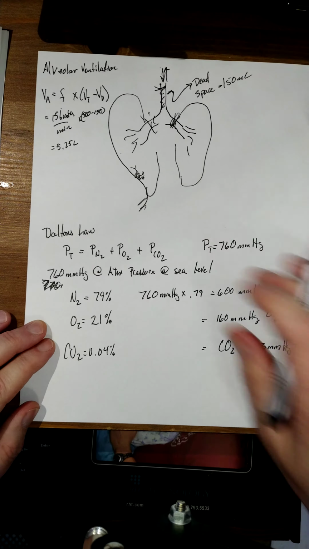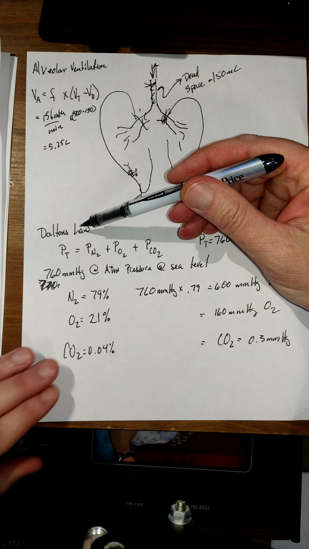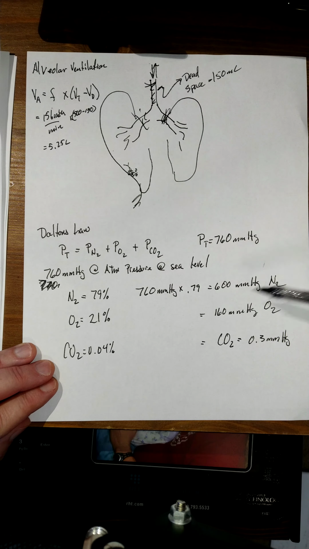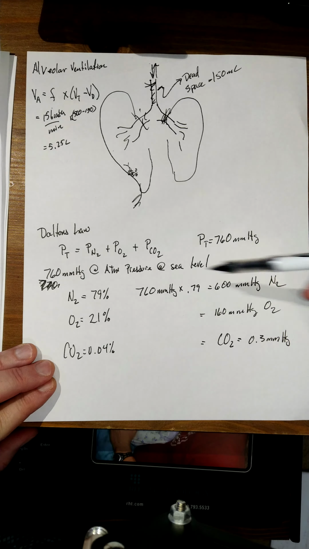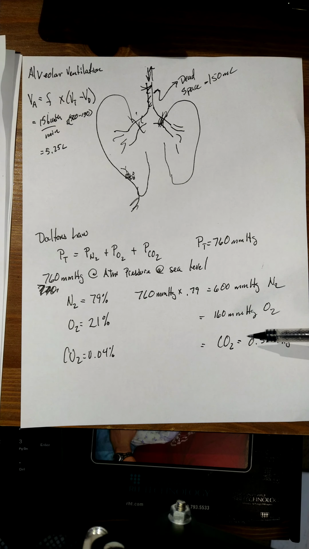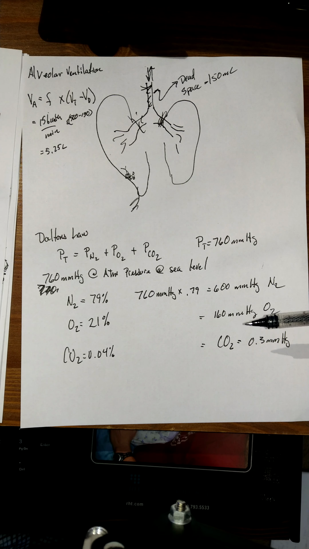And from there we have Dalton's law explaining that the total pressure is the sum of each of the partial pressures. We now know that nitrogen accounts for 600 millimeters of mercury, 160 millimeters of mercury is O2, and CO2 accounts for 0.3. This is going to be very important for us to understand the gas exchange when we look at inspired air versus expired air.